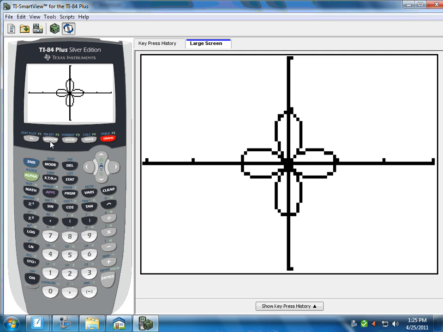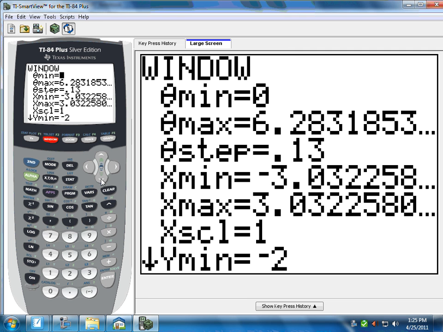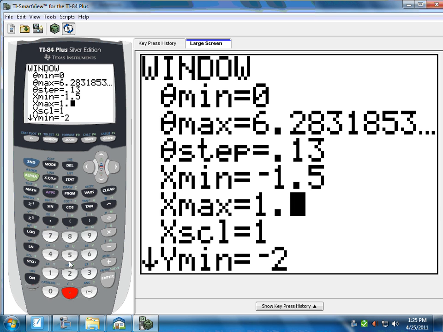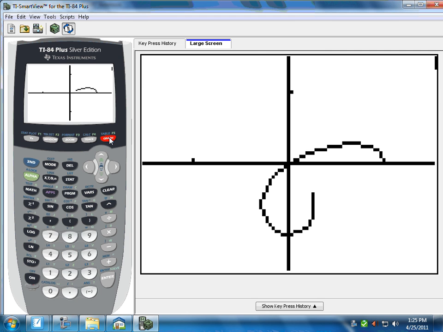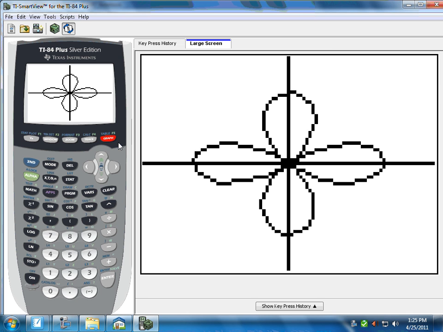And to see a better graph, technically I would go back to window and set x min and x max. I may want to make it like negative 1.5 to 1.5 in each direction. In a little bit, we're going to talk about how to find the area within that curve, talking about calculus with polar curves. So first, we're trying to get some more familiarity with them.